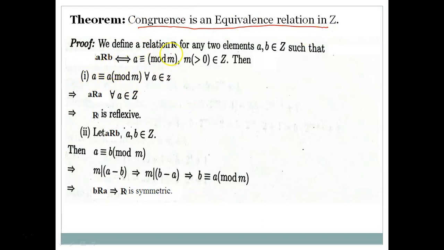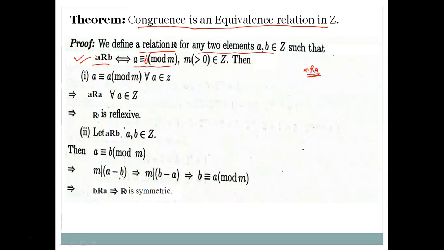Next is congruence is an equivalence relation in Z. Suppose you are defining that R is the relation for any two elements a, b belongs to Z, such that a related to b if and only if a is congruent to b mod m. So you want to show that this relation is an equivalence relation. First thing is the reflexivity. We will show that a related to a.